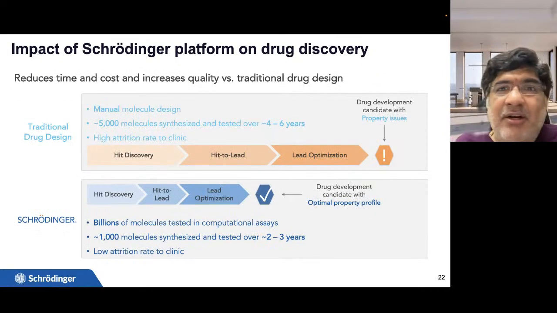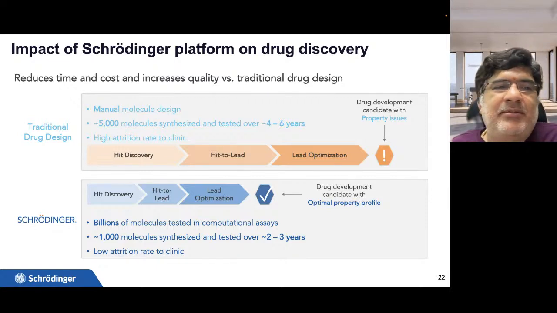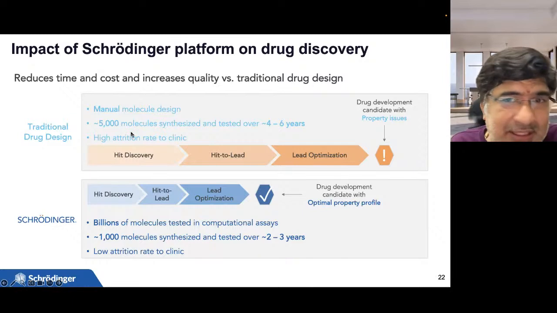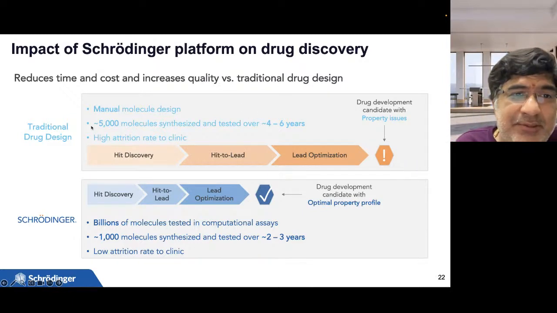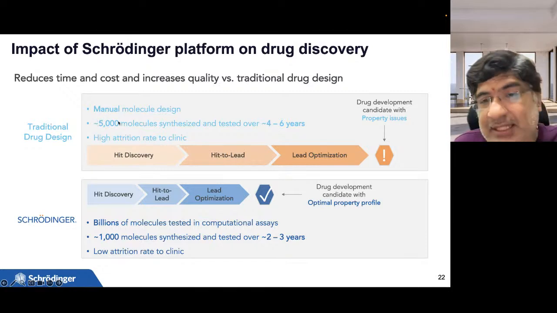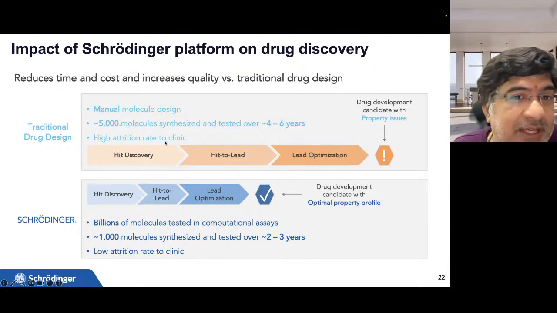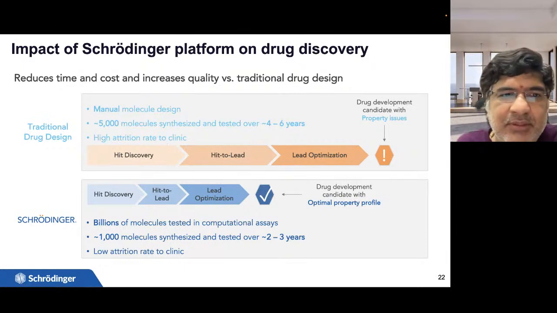So what is our approach? How are we doing differently than the traditional approach? In the traditional approach I showed you earlier, there are several stages and it takes a really long time. Very few molecules are explored, actually synthesized. About 5,000 to 6,000 molecules are synthesized, and still there is a high attrition rate. Molecules fail in clinical trial, phase 1, phase 2, phase 3, right?